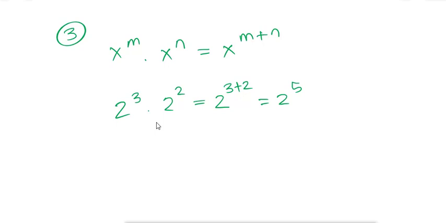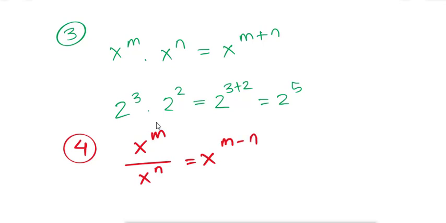Let's take the rule number 4. Rule number 4 says x to the power m divided by x to the power n is equal to x to the power m minus n. That means if we write 2 to the power 5 divided by 2 cube, we can simply write 2 to the power 5 minus 3, which is equal to 2 square. So this is rule number 4.